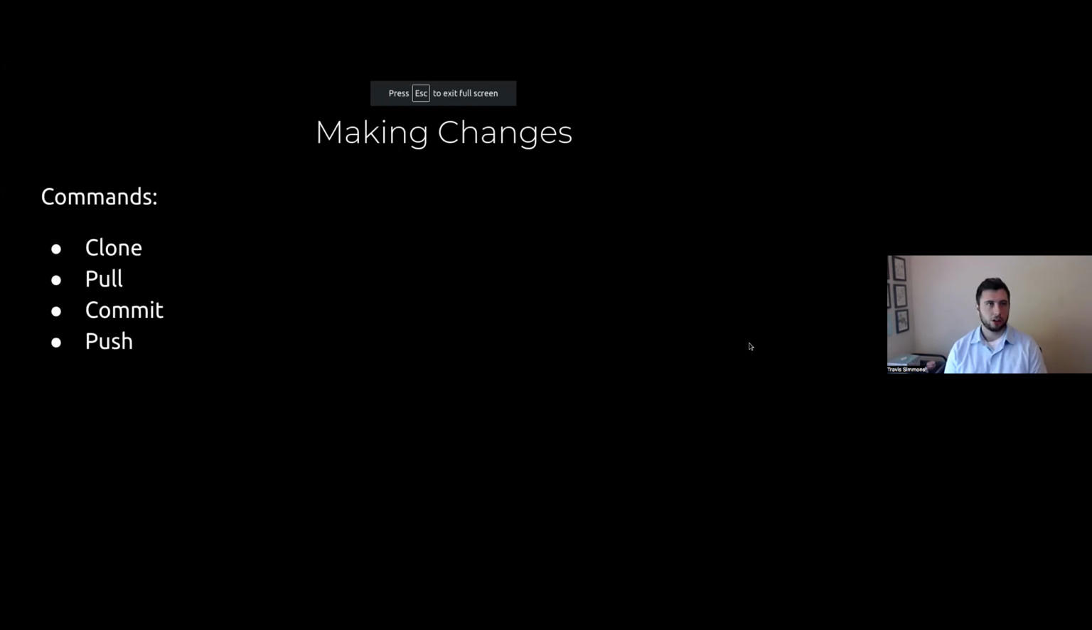Now we're going to make some changes to that repo that we created just a second ago. So there's a workflow that you're going to be following anytime you want to make a change to one of those repos and do version control. First, you're going to clone the repo. You're going to pull any recent changes. You're going to make a commit, and then you're going to push those commits. And that's a bunch of jargon that we're going to go through, and I'll show you how to do each of these things. But after you do this a few times, you will have it down, and you'll be making changes like a pro.